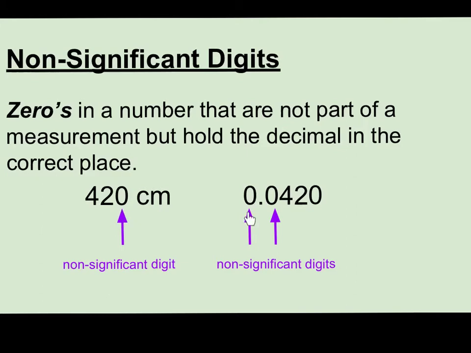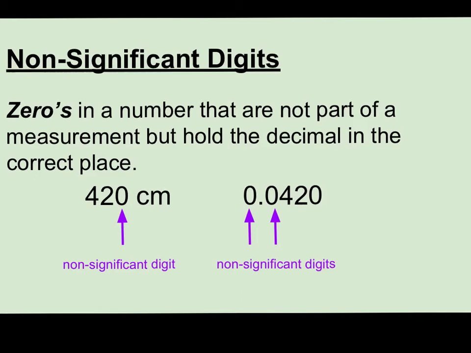In this next example, these two zeros in front of the 420 are just holding this decimal place in the correct place. So they are not considered significant digits. The 0 at the end here is a significant digit. It's the estimated or uncertain digit in this measurement, so it's considered to be significant. Now don't misunderstand. Non-significant digits, like these zeros here and here, play a very important role, but they're just not considered significant because they're not part of the measurement other than to hold that decimal in the correct place.